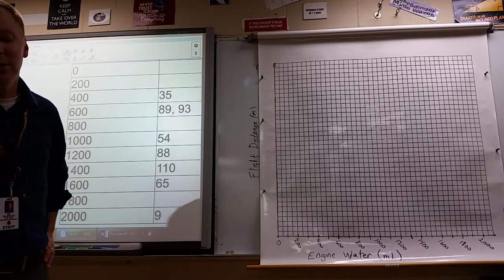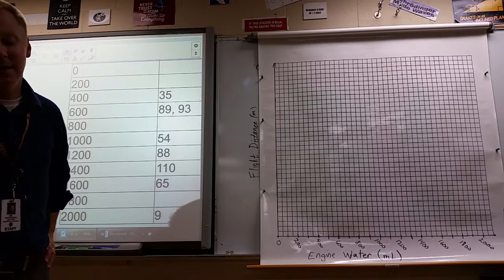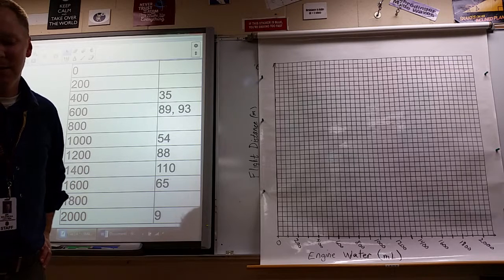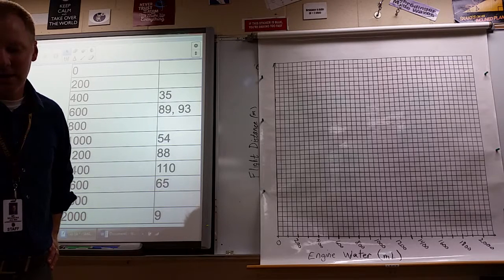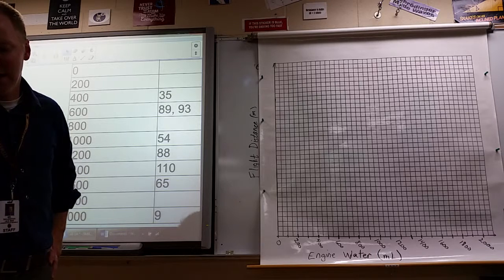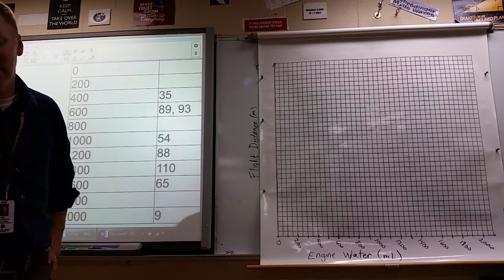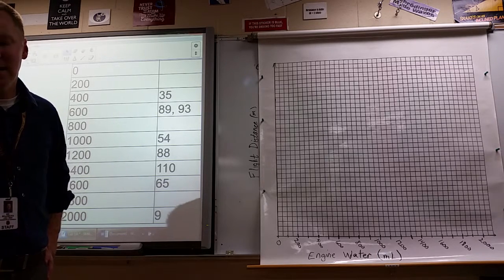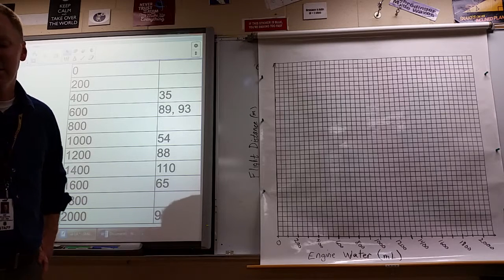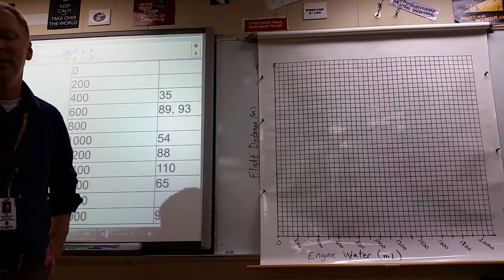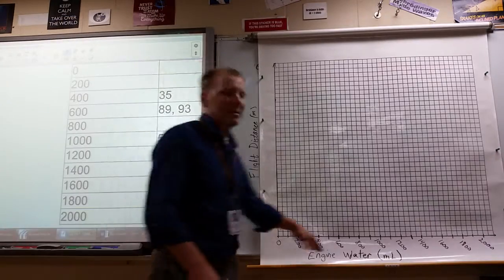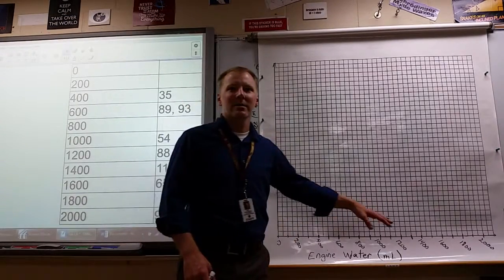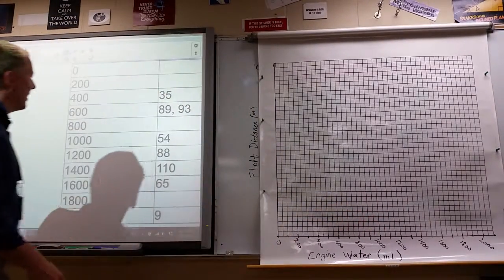Number 5, label the y-axis. Number 6, scale the y-axis so the minimum value in your data is near the bottom and the maximum value is near the top. Mark off the scale along the axis with tick marks and values. And just like before, all squares must represent the same number of units in the y direction, but they don't have to be the same as what we just did on the x. How about like 20? Well, let's see.